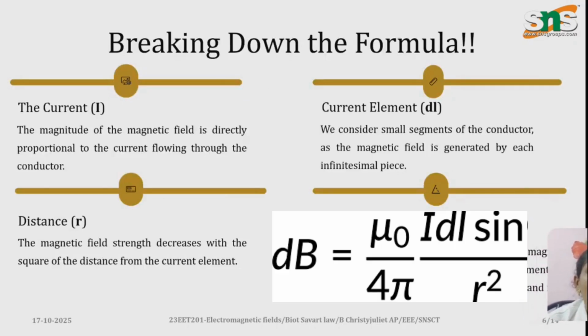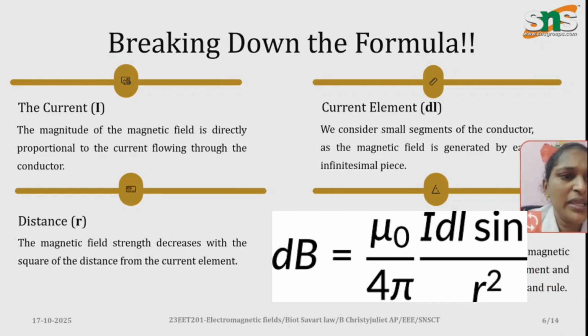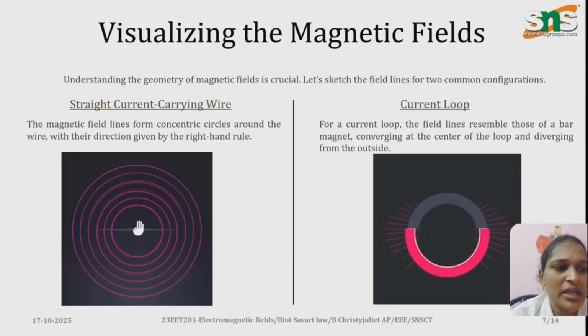Now, breaking down this formula, we are going to discuss how this current is being found, how this distance is calculated, and what this current element is. Now observe this image. We are going to understand the geometry of this magnetic field.